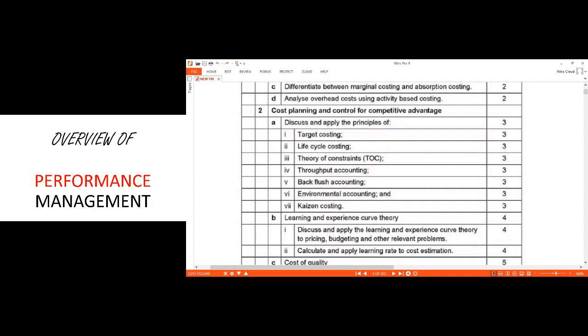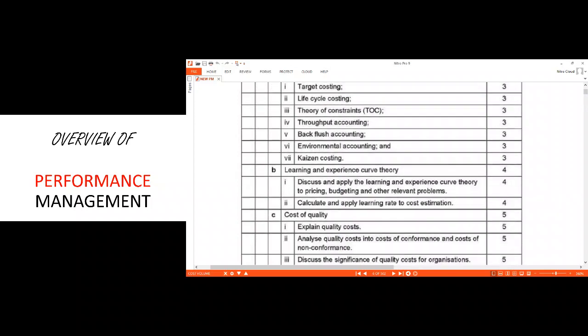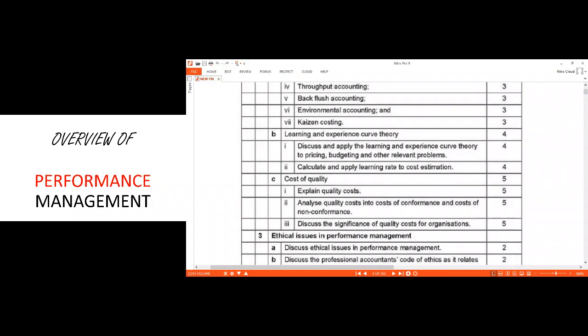Then we'll move on to cost of quality and how it affects our prices and the like. We'll discuss quality itself, how to approach quality, then the cost of quality, how to analyze quality cost, and how to spread them across what we are producing. Then we'll talk about the significance of quality cost to an organization.